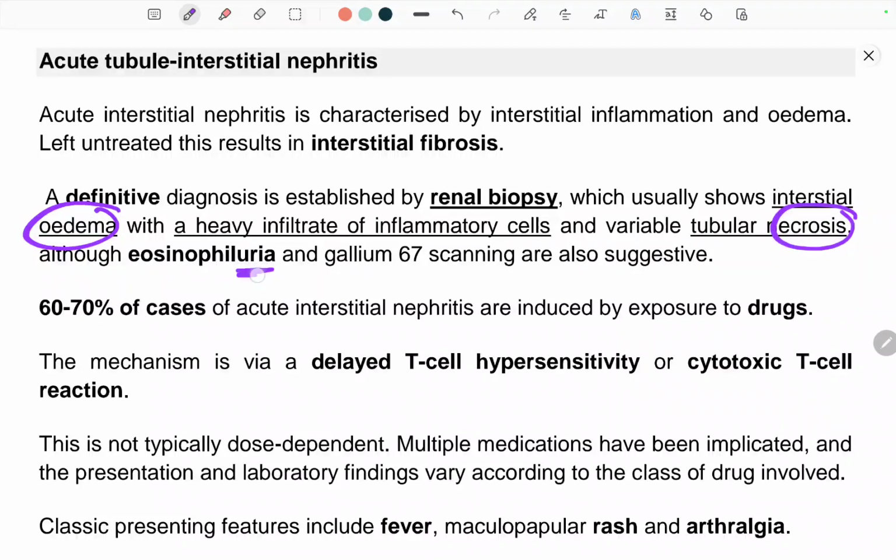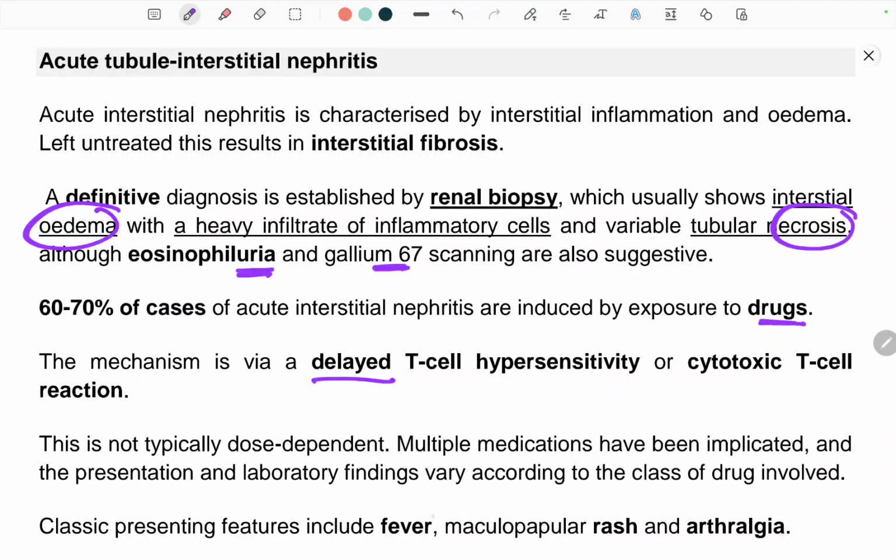Although eosinophilia and gallium-67 scanning are also suggestive, 67% of cases of acute interstitial nephritis are induced by exposure to drugs. The mechanism is via delayed T cell hypersensitivity or cytotoxic T cell reaction. This is not typically dose dependent. Multiple medications have been implicated, and the presentation and lab findings vary according to the class of drug involved.